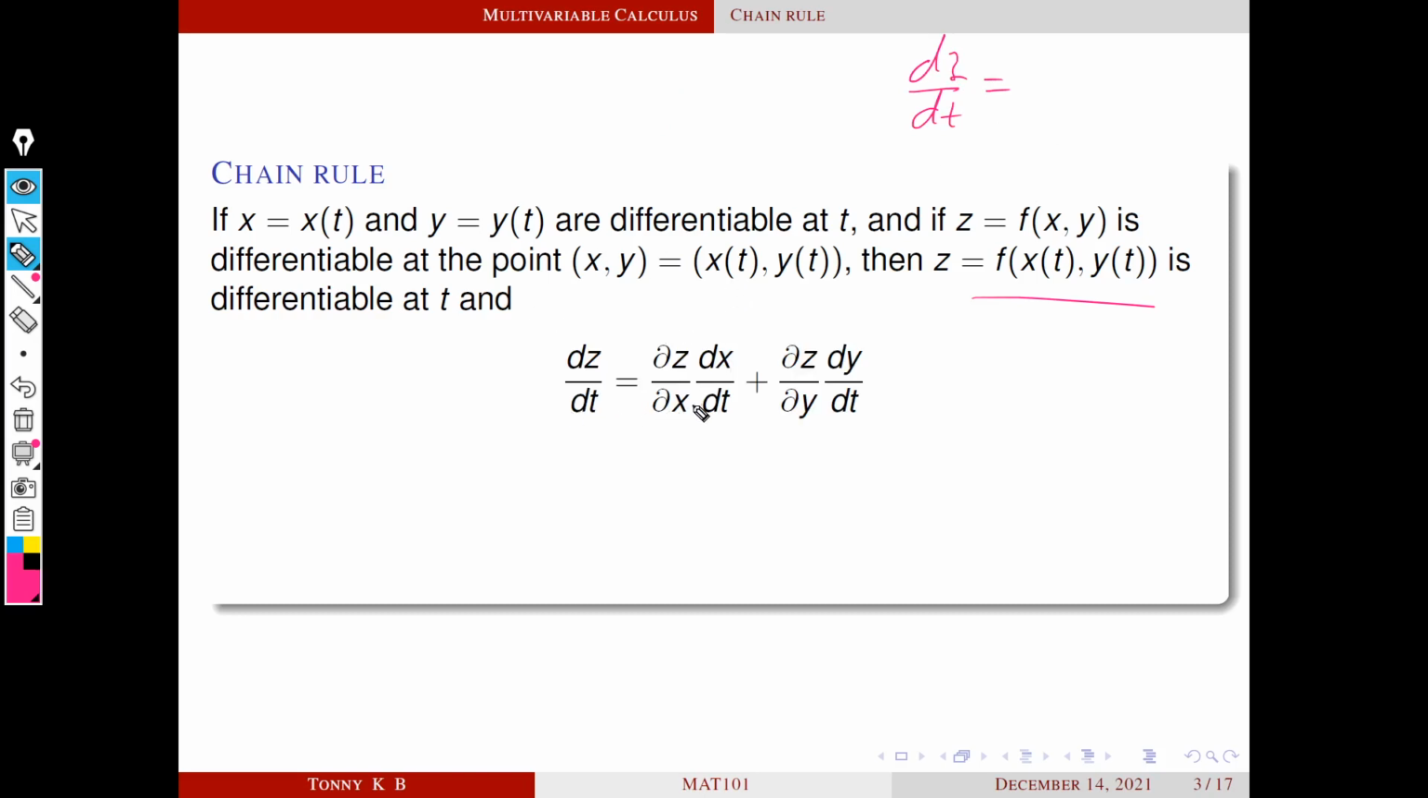Okay, then this is the chain rule for a two variable function. Dz by dt is equal to dou z by dou x into dx by dt plus dou z by dou y into dy by dt.